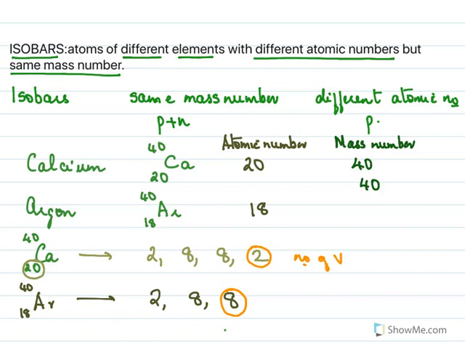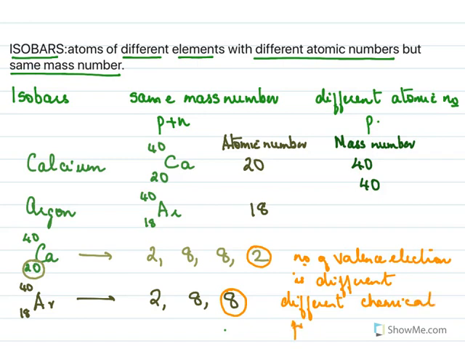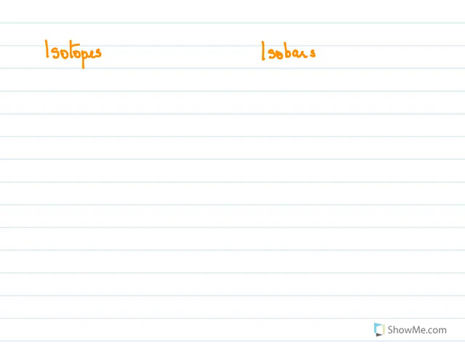So the number of valence electrons is different. And if the valence electrons are different, they have different chemical properties. So remember that isobars have different chemical properties. So we'll now write the difference between isotopes and isobars. When it comes to atomic number, isotopes have the same atomic number, and isobars have different atomic number.